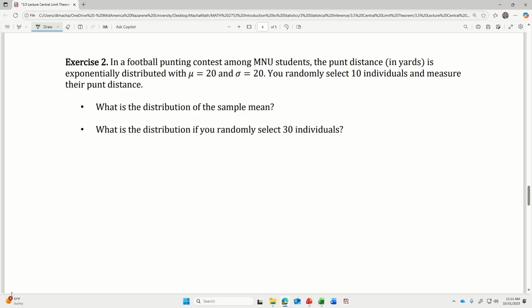In a football punting contest among MNU students, the punt distance in yards is exponentially distributed with a mean of 20 and a standard deviation of 20. You randomly select 10 individuals and measure their punt distance. What is the distribution of the sample mean? N equals 10. That's less than 30. So the sample mean is not normally distributed.